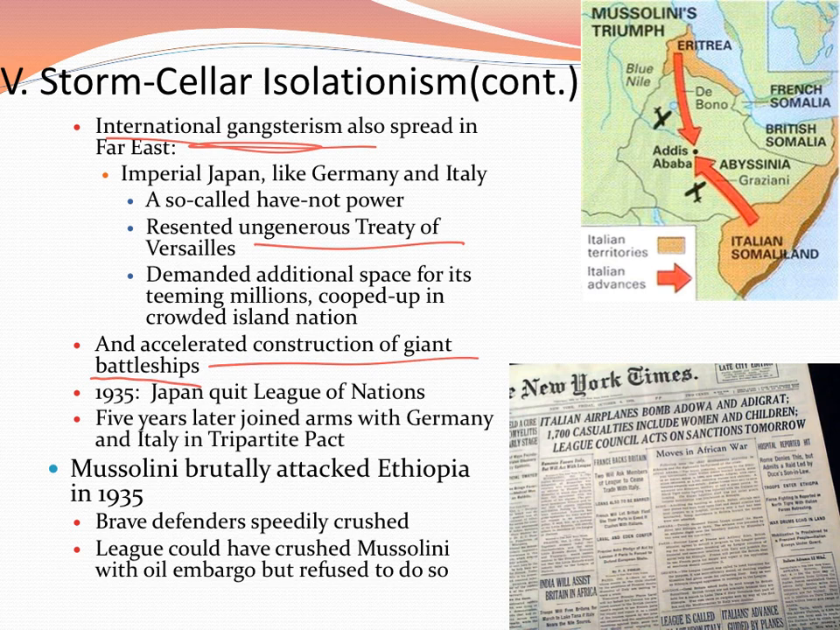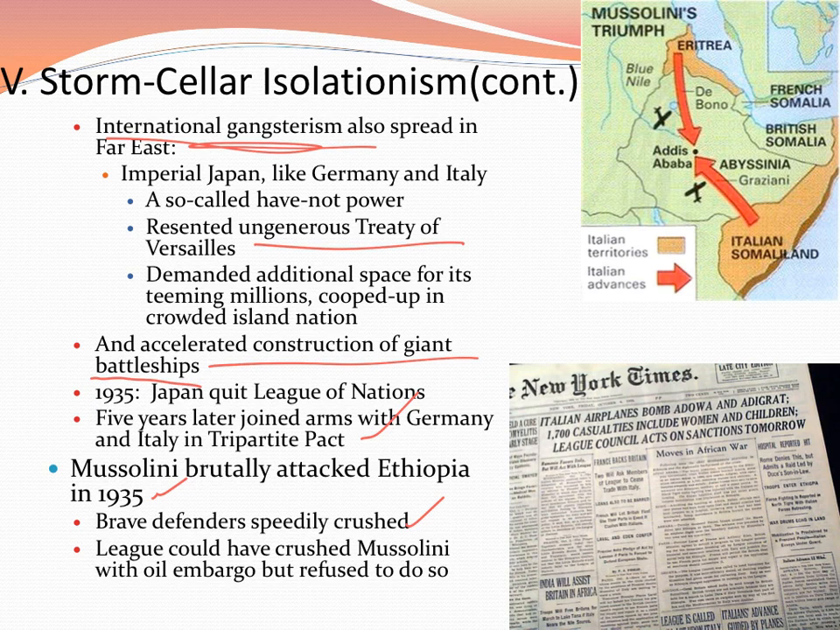In 1935, they will join the Axis powers with the Tripartite Pact. Also in 1935, Mussolini will invade Ethiopia from Italian Somaliland and Eritrea. They will try to seize important resources in Ethiopia. Ethiopia will not be prepared for this, nor will they have the infrastructure to fight this, and they will be handily crushed.